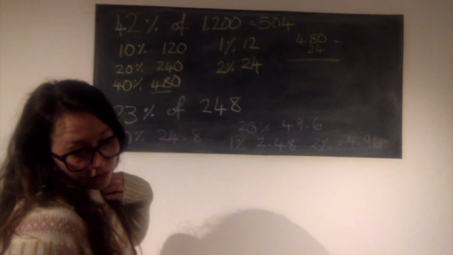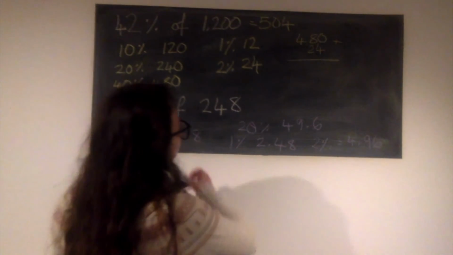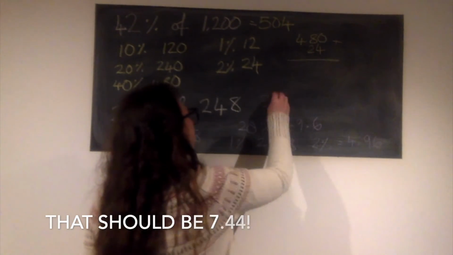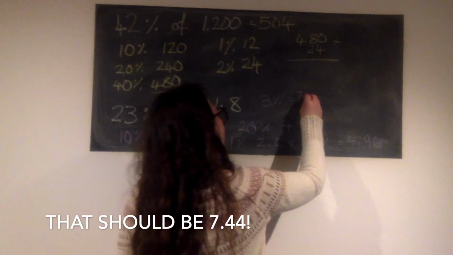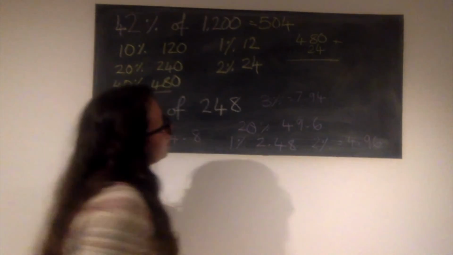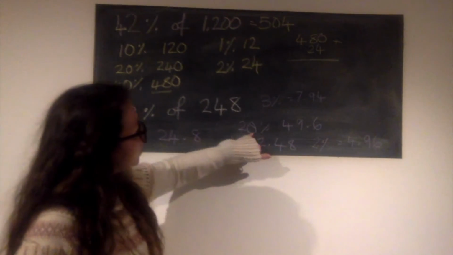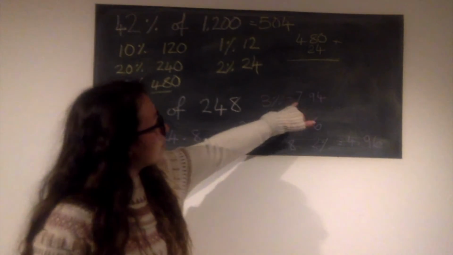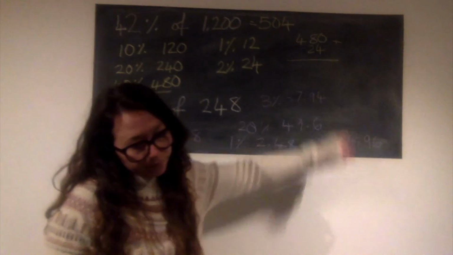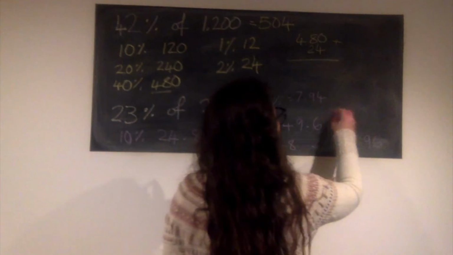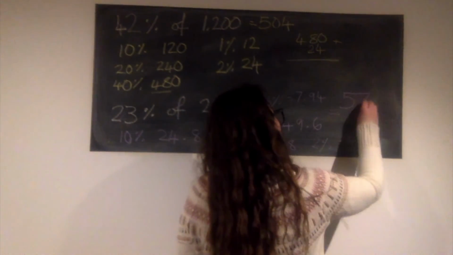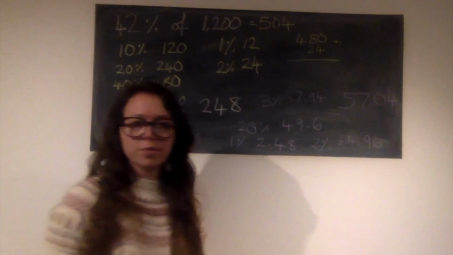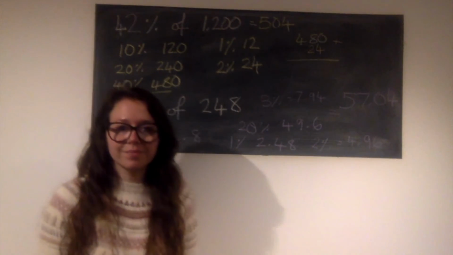which is going to give us 7.94, run out of space. 3% equals 7.94. Then think about what we need to add. So 20% is 49.6. Add on our 3%, which is 7.94. And the total you should have got is 57.04. So that one was a bit trickier. Well done if you got it.